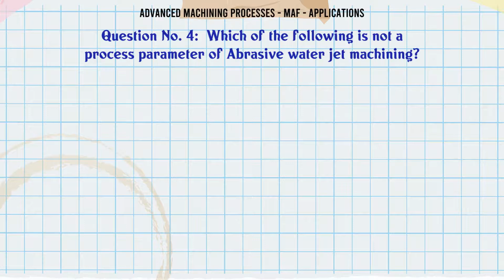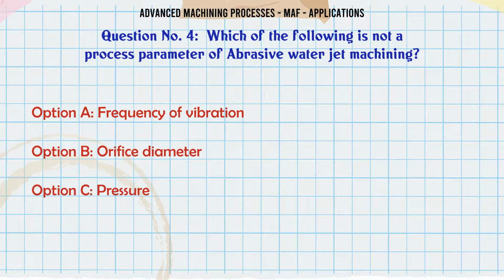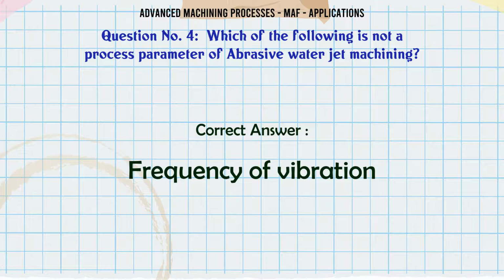Which of the following is not a process parameter of abrasive water jet machining? A. Frequency of vibration. B. Orifice diameter. C. Pressure. D. Standoff distance. The correct answer is frequency of vibration.